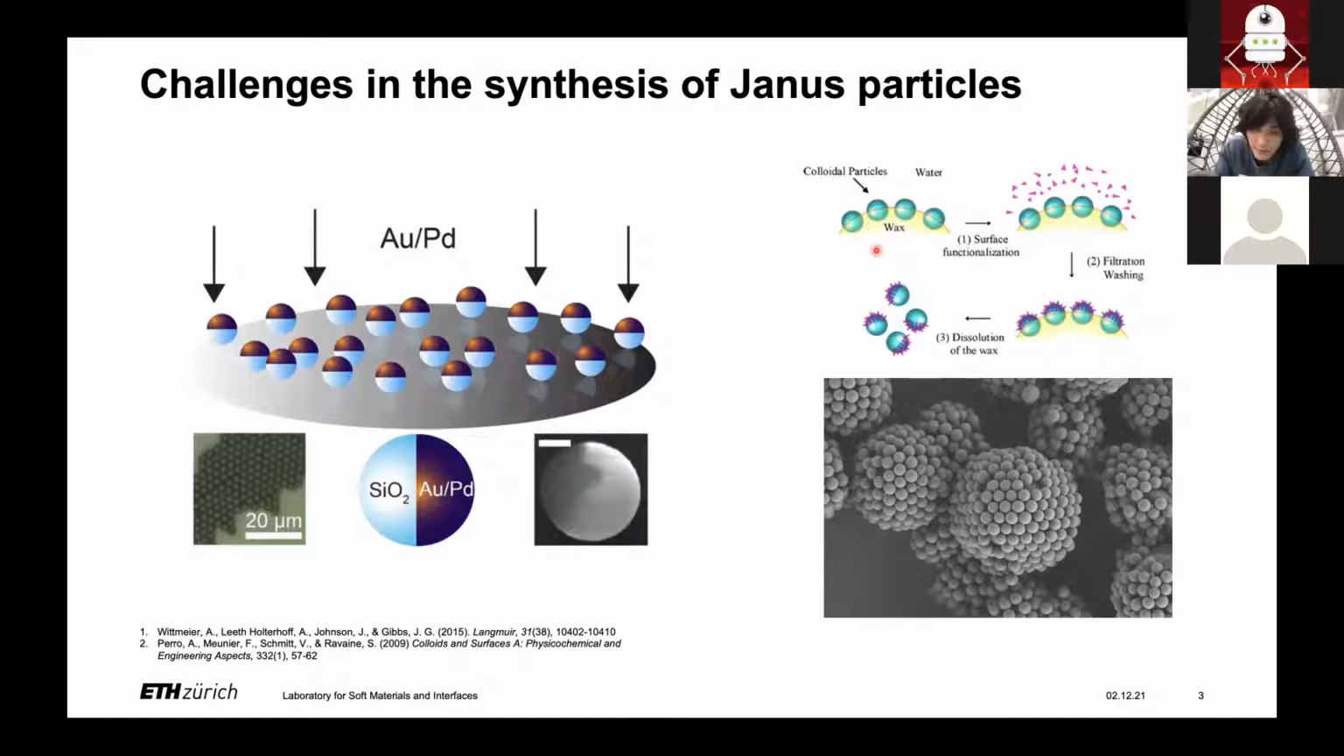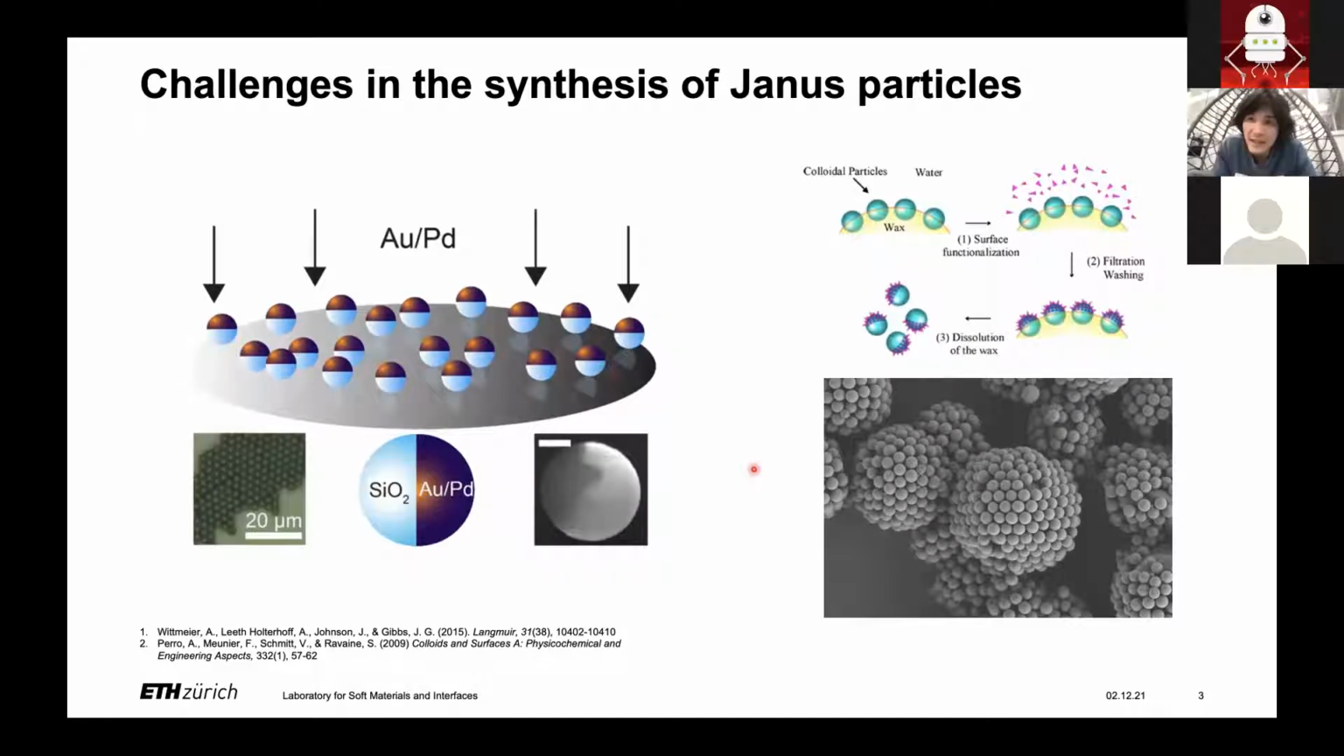The reason for this is that upon cooling, the wax will solidify, allowing you to freeze the particles in place. What's good about this is that you can modify the outer surface of the particles, and the wax will act as a mask, protecting the inner side. As you can see here, the inner side of the particles within the wax will be unmodified, whereas the outer side will be modified. Then upon dissolution of the wax, you're able to get these Janus structures. Here's an example of the so-called colloidosome, which is the oil droplet, so the solidified wax in water with the particles around it.